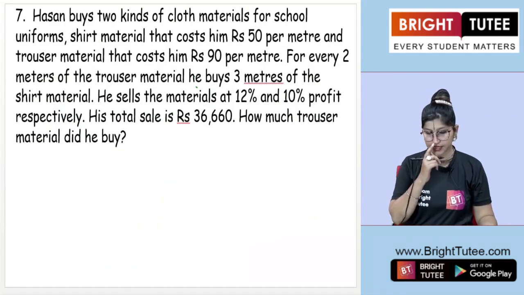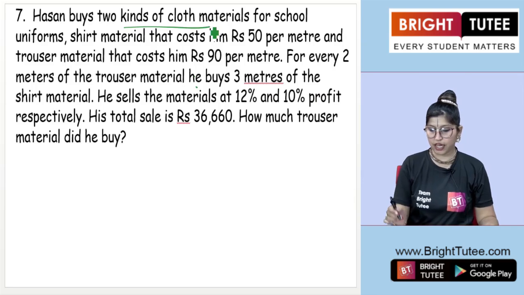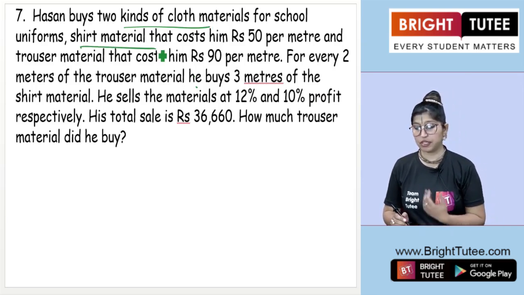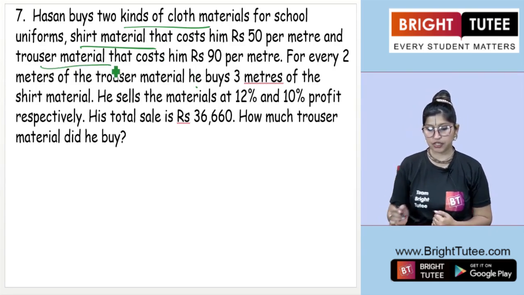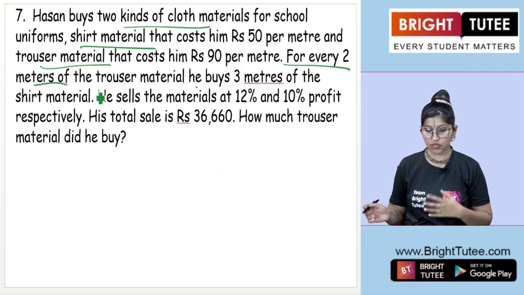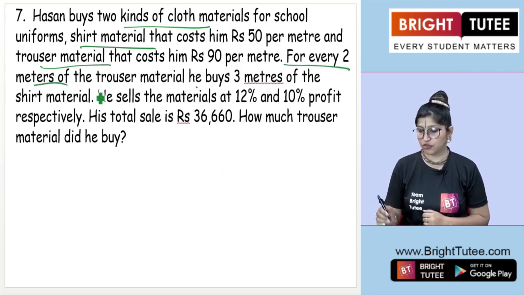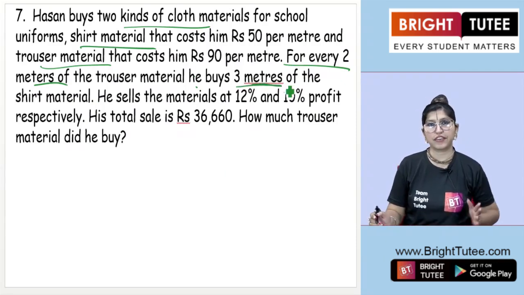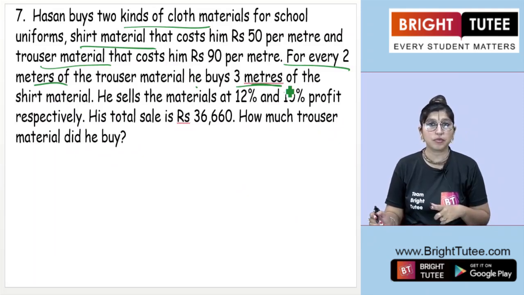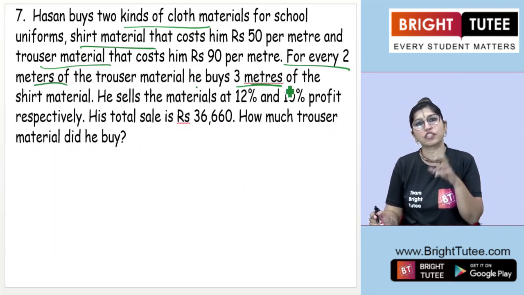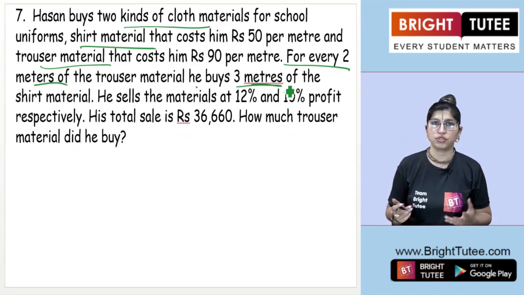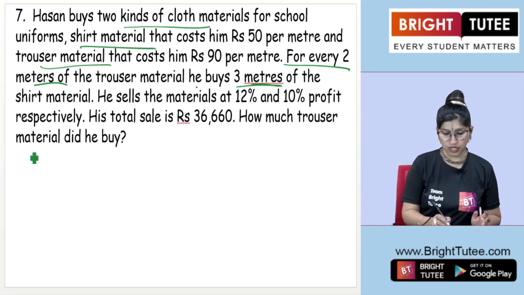Now question 7 says that Hassan buys 2 kinds of cloth materials for school uniforms: shirt material that costs him rupees 50 per meter and trouser material that costs him rupees 90 per meter. Now it says that for every 2 meters of trouser which he buys, he buys 3 meters of shirt. So this is a kind of ratio which they gave, like 2:3. Since they gave the ratio, we can go ahead with that.